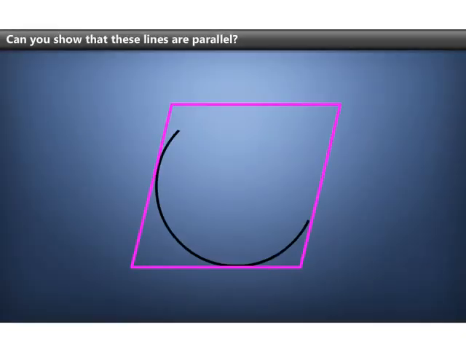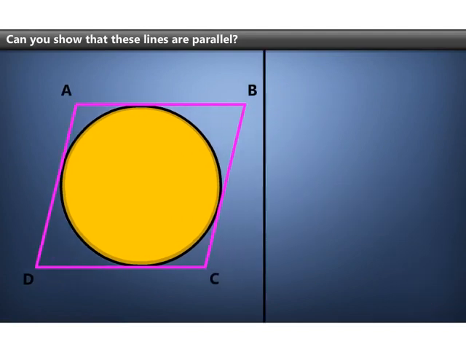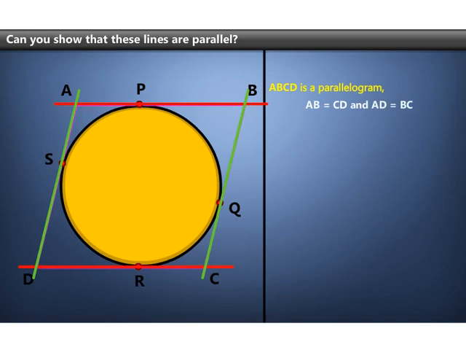If all the sides of a parallelogram touch a circle, then how do you prove that the parallelogram is a rhombus? To prove this, let us take ABCD as a parallelogram and let its sides touch the circle at points P, Q, R, and S. The opposite sides of a parallelogram are equal, so AB is equal to CD and AD is equal to BC, that is equation 1.